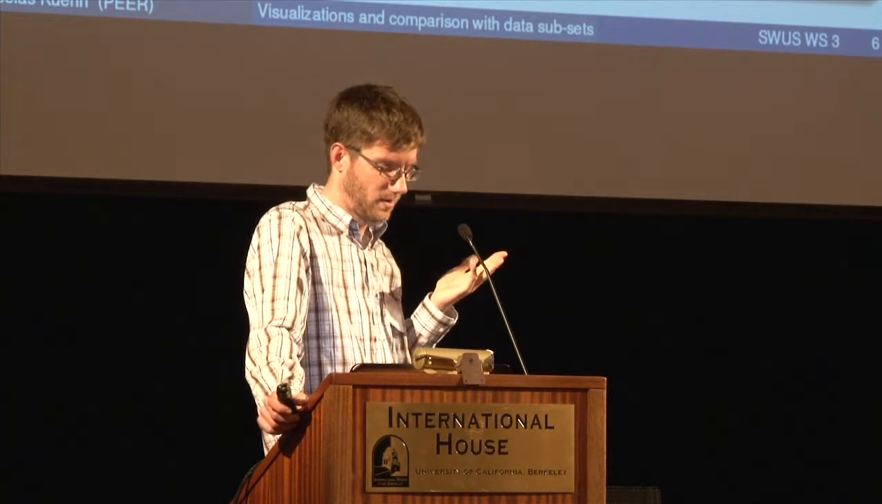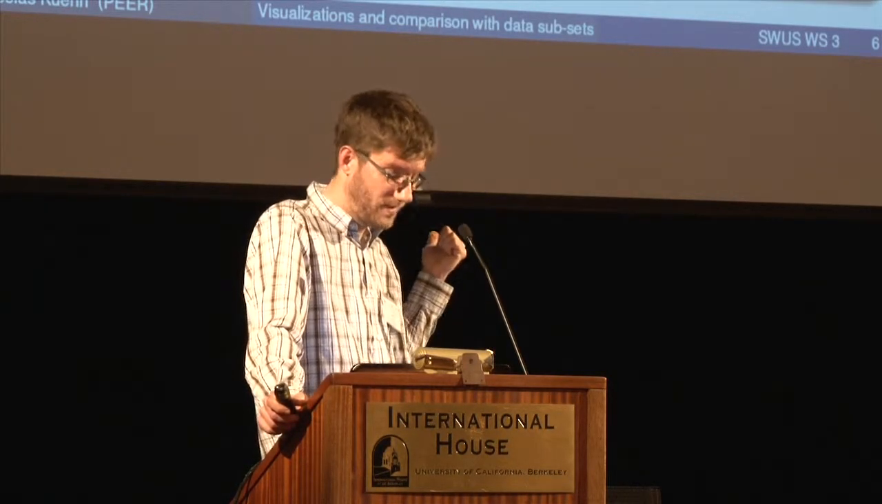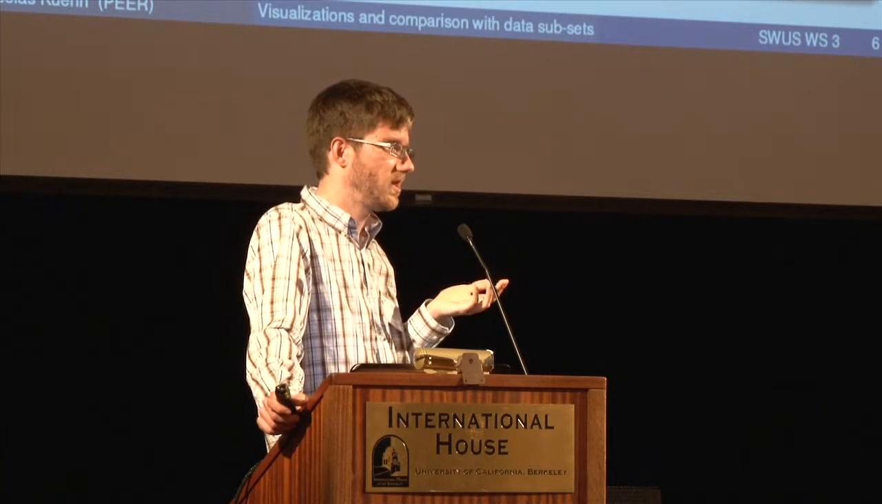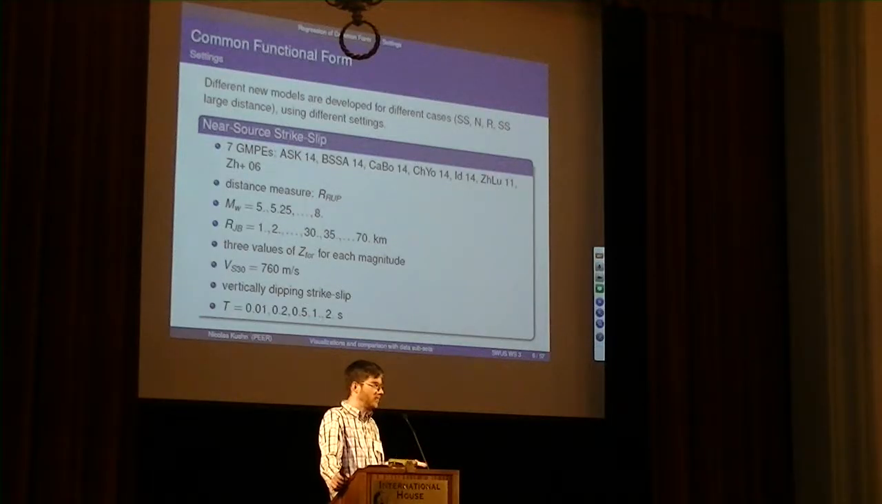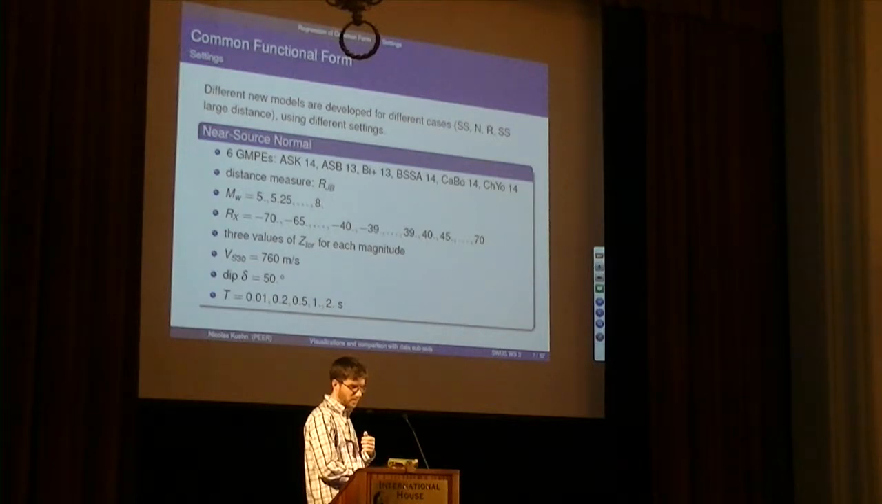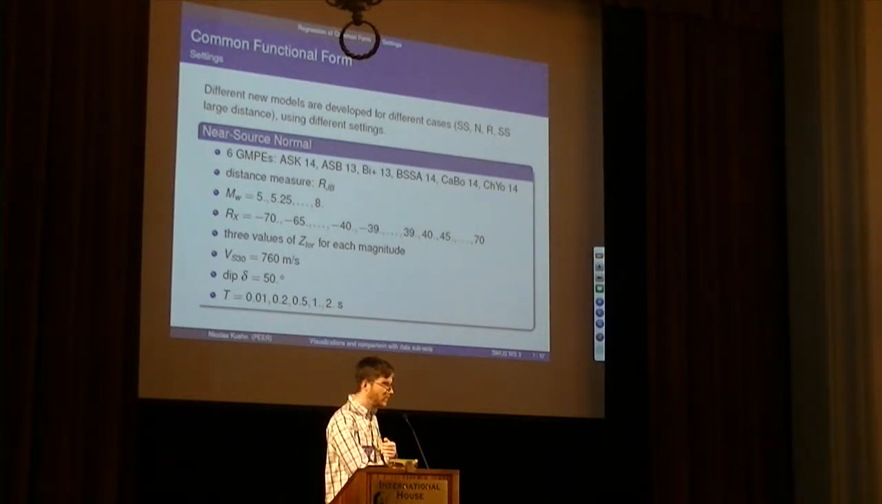And I evaluate each model for 5 periods: 0.01 seconds, 0.2 seconds, 0.5 seconds, 1 second, and 2 seconds. So basically I get, actually I don't remember how many points, but a lot of ground motion predictions for each GMPE, and then I fit those ground motion predictions to a common functional form.